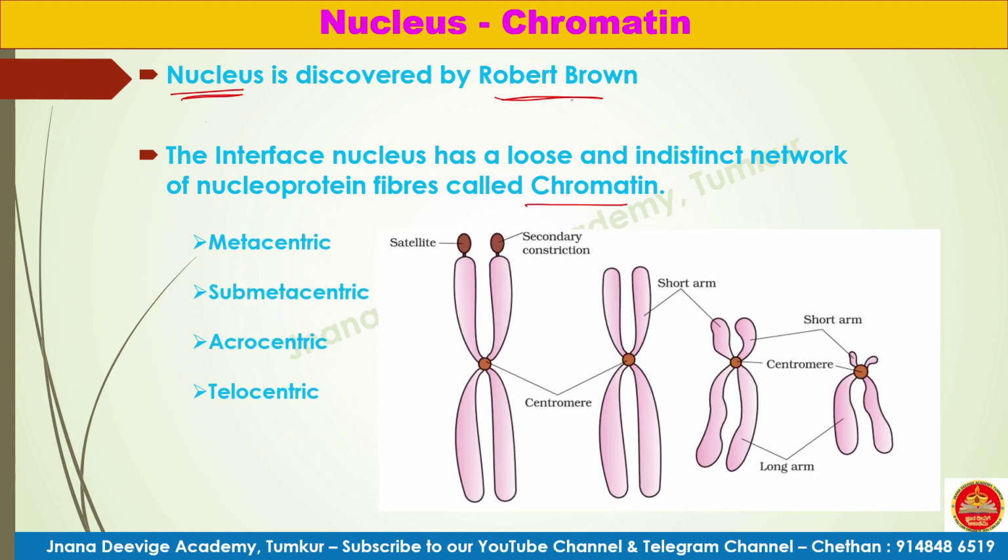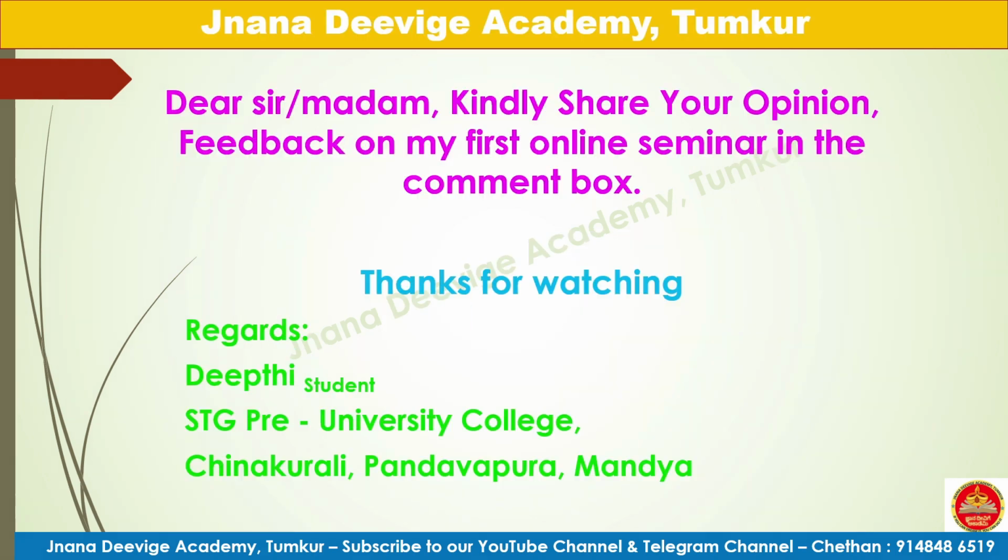The metacentric chromosome has a middle centromere forming two equal arms of the chromosome. The submetacentric chromosome has the centromere slightly away from the middle, resulting in one short arm and one long arm. In the acrocentric chromosome, the centromere is situated close to its end, forming one extremely short arm and one very long arm. Whereas the telocentric chromosome has a terminal centromere.